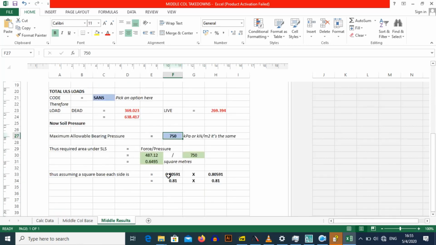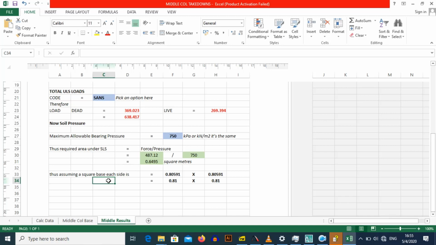So for a preliminary sizing of our foundations, before we go to Prokon, that's the required area under serviceability limit state. So you always size your bases using the serviceability limit state factor. What you're going to do is say the force divided by the maximum allowable pressure. So the force divided by 750 is 0.6495 square meters. And then afterwards, assuming a square base, you would just take the square root of that, and you'll find that you roughly need a 900 by 900 reinforced concrete base.